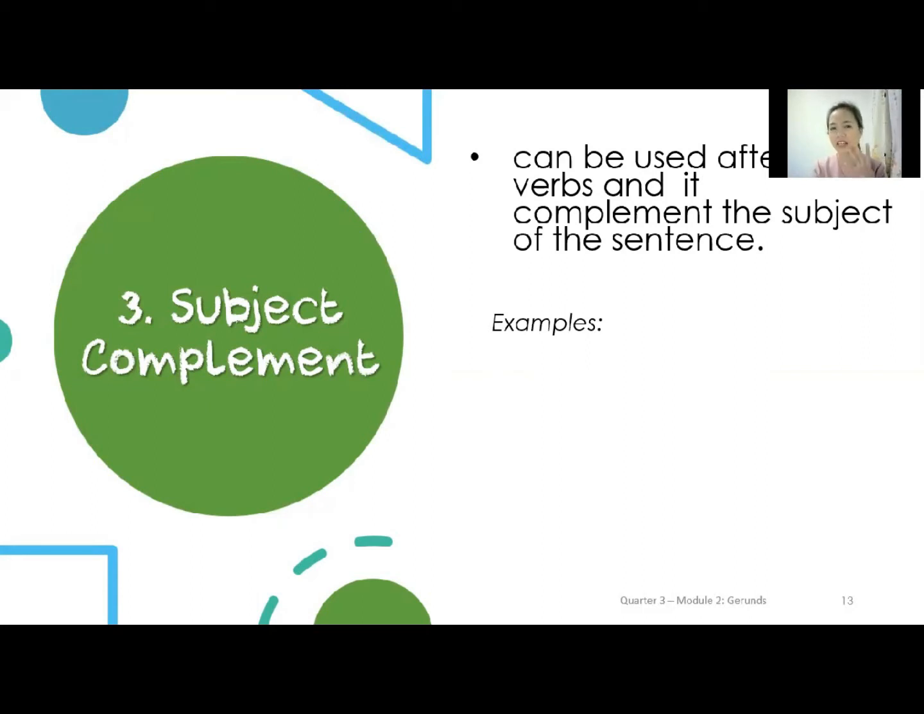If the gerund is found right after those five linking verbs, it is functioning as a subject complement. Let's look at our examples here on the screen. The first one is: His talent is dancing. So what is our linking verb here?